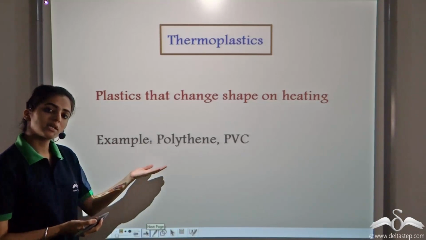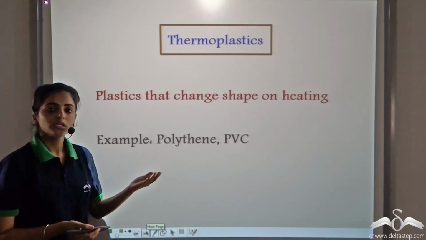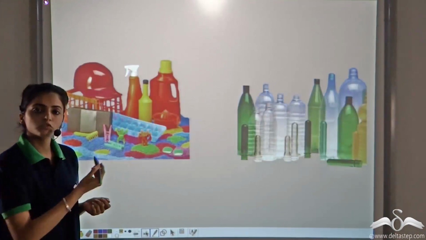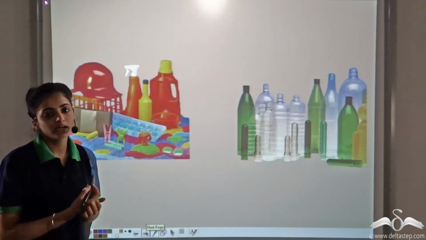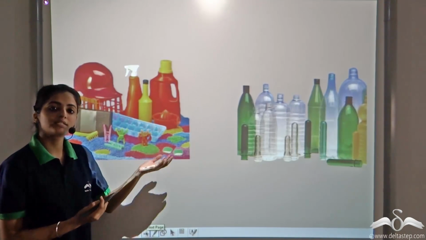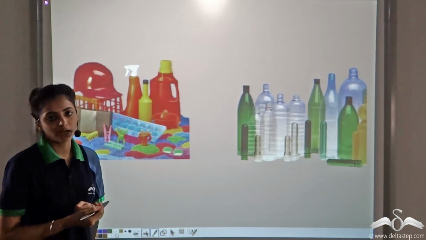Now, the examples are polythene, PVC, etc. These types of plastics are used for different purposes. For example, they're used for making toys, bottles, and so on. Their shape can be changed by heating. So we get the desired shape by heating these plastics.